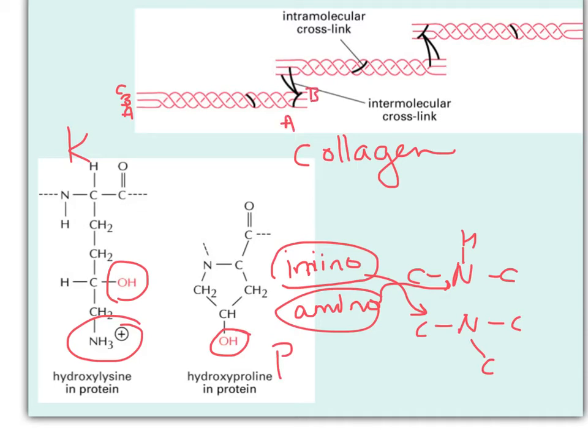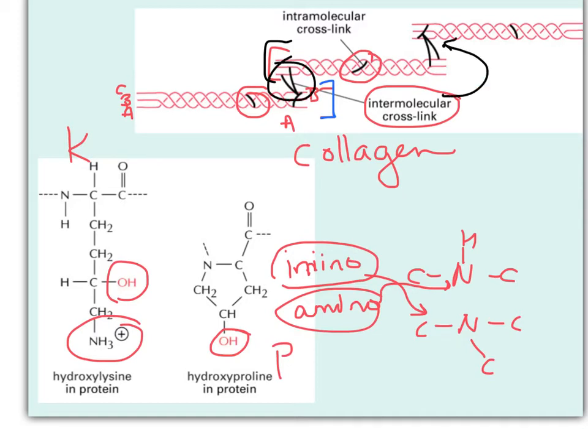So intrachain, intra means within the individual triple helix structure, or you can have what's called intermolecular. So this triplet chain is interacting. Okay, the blue triplet is interacting with the black across the chains. So this is intermolecular. Inter is between, intra is within.